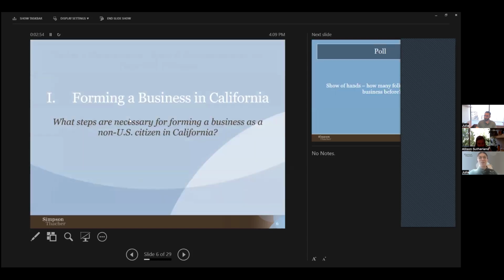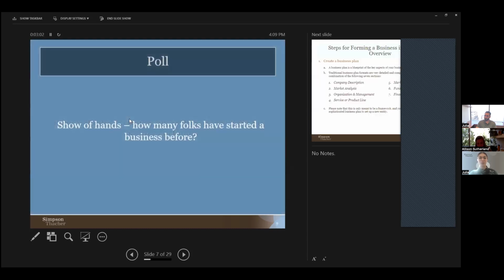So first, we'll talk about forming a business in California. What steps are necessary to form a business as a non-US citizen in California? If you want to use the raise hand function at the bottom of your screen, we just wanted to see if any folks have started a business before. Not seeing any hands. That's great. We're excited that you're here and hope that this presentation is helpful.